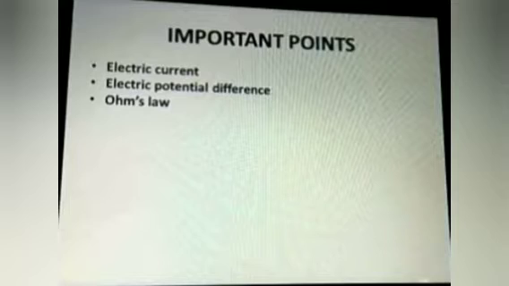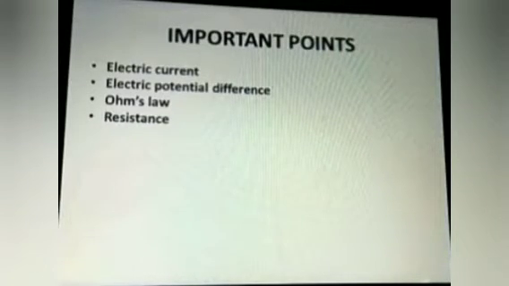Ohm's law: at constant temperature, the current flowing through a conductor is directly proportional to the potential difference across its ends. That is, V is proportional to I, or V is equal to IR. Here R is called the resistance of the conductor. That means it is the opposition offered by a conductor towards the flow of electrons.